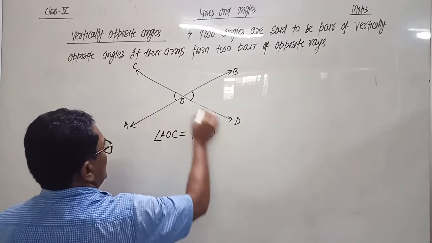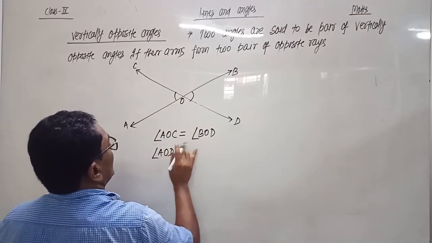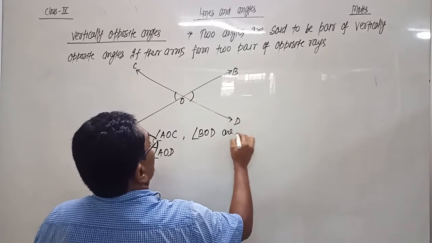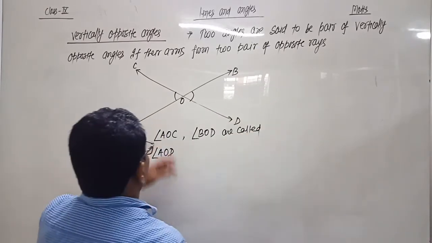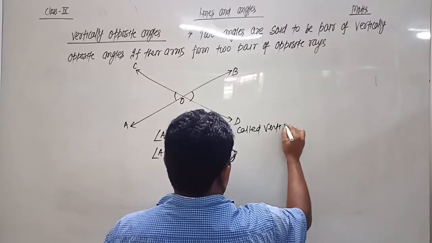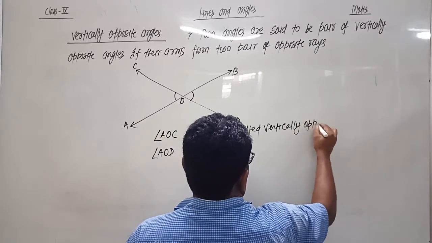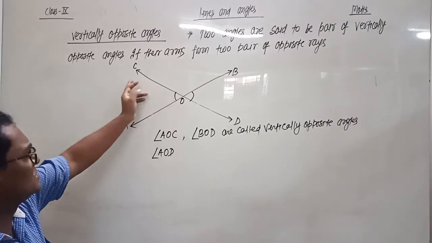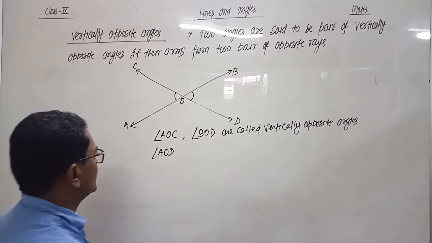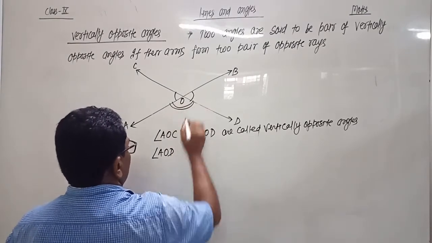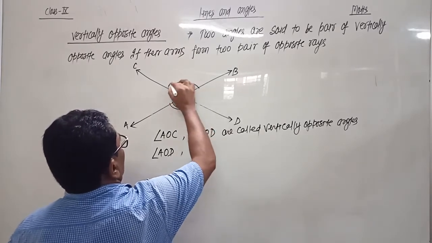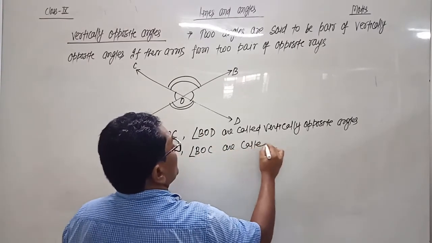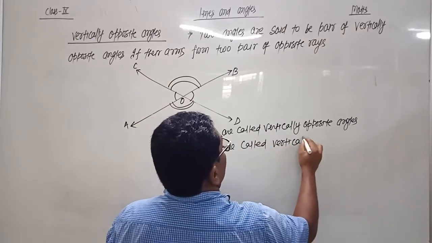Similarly, angle AOD and angle BOC are called vertically opposite angles.